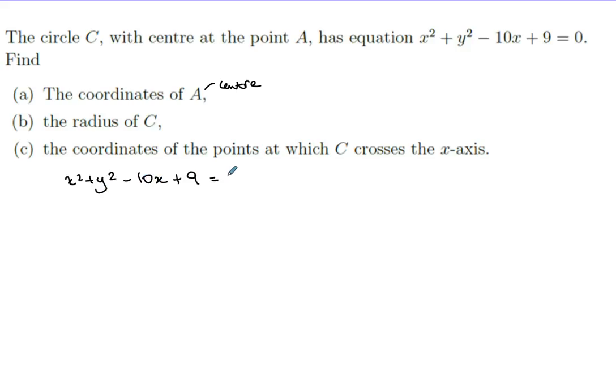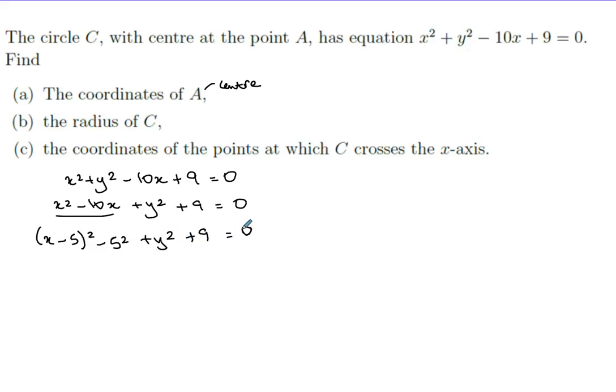Okay, I should have really written it just with the x's together and the y's together. Minus 10x plus y squared plus 9 equals 0. Okay, and we know with that we have to complete the square. So x minus half of that all squared, minus half of that squared, and then plus y squared plus 9 equals 0. Okay, let's get our x's and y's isolated.